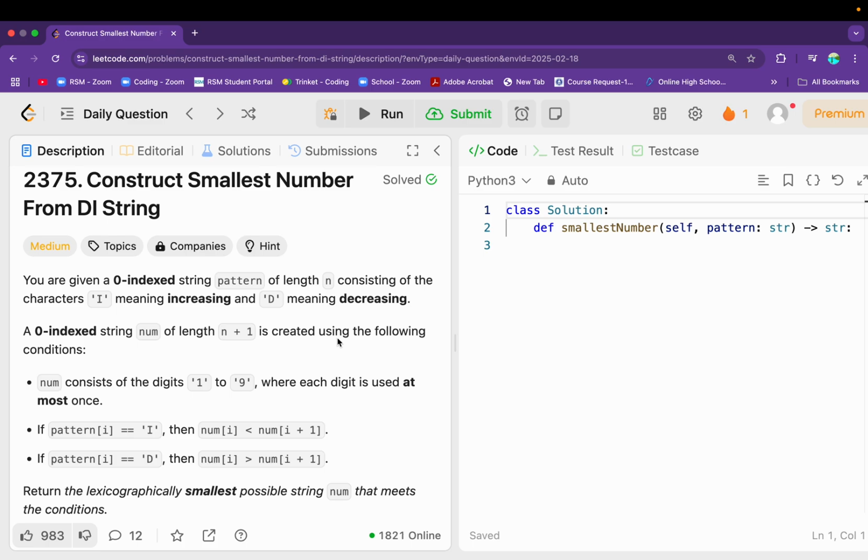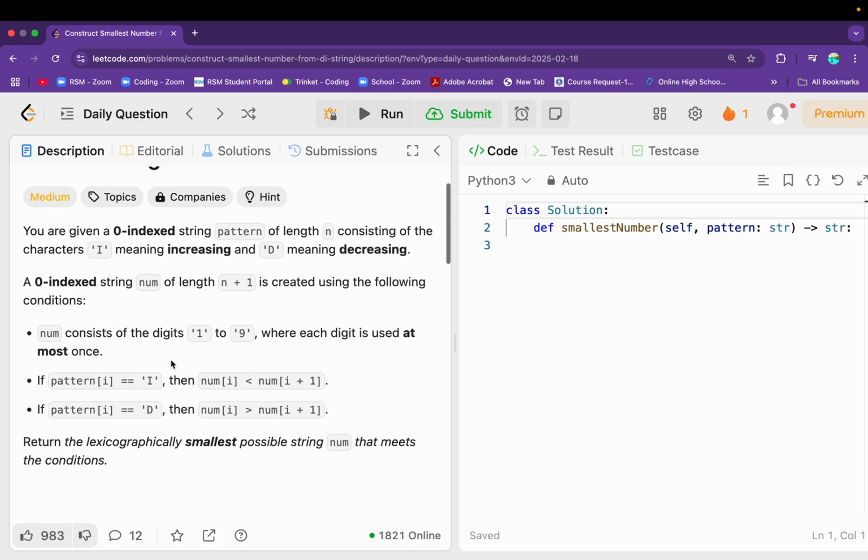Now, if pattern at index i is equal to an I, or increasing, then, following the property of an increasing sequence, num at index i would have to be smaller than the element to the right of it, or the next element, num at index i plus 1. However, if the current pattern at index i is equal to a D, which signifies the decreasing property, that would mean the current element num at index i would have to be greater than the element right of it, which would be num at index i plus 1.